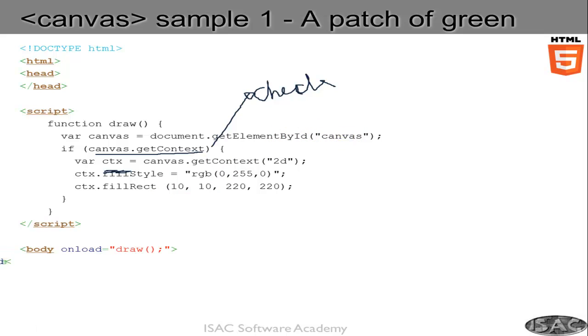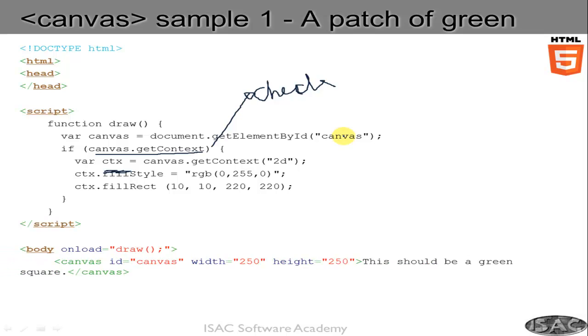What I am saying is that canvas ID equals canvas. So basically the connection between this and this is this ID, the same ID used here. Then body onload draw. What it means is, the moment the HTML page loads the body, it will call the draw function, and control will come here.